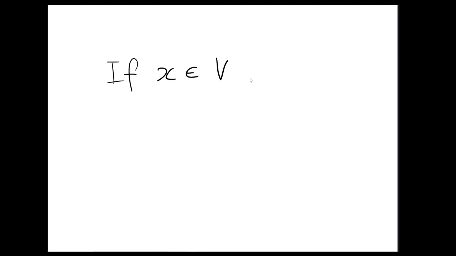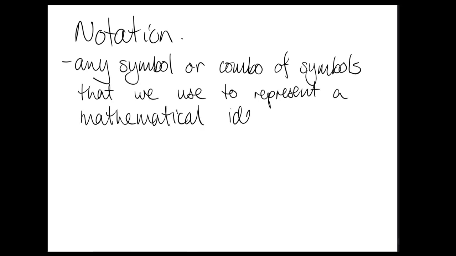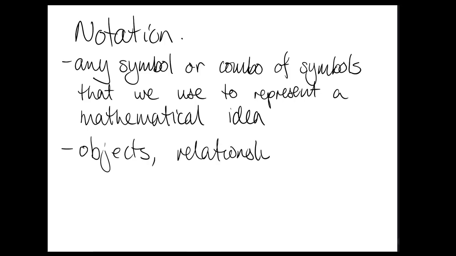There are three main parts to this talk. The first one is about notation, the second is about grammar, and the third is about fluency with different objects. So let's talk about notation. So notation in mathematics, I'm taking to be any symbol or combination of symbols that we use to represent an idea. These might be objects, relationships, or operations. And broadly, those are three kinds of things that we have in maths.